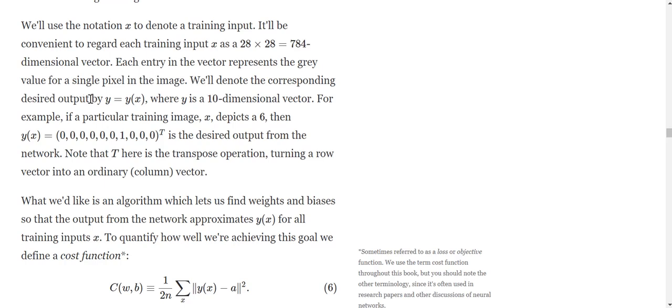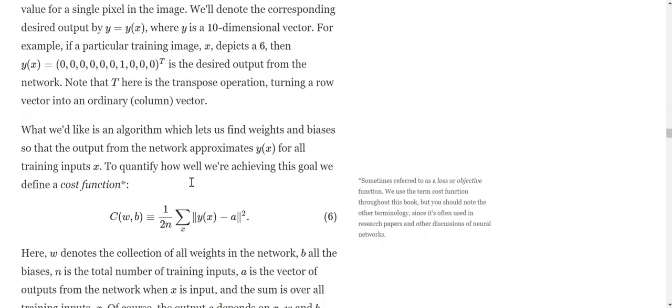We'll denote the corresponding output y as y of x, where y is a 10-dimensional vector. For example, if the output is 6, then you would get this as the output. Now you'll see this T is nothing but the transpose. So instead of thinking of this as a row, this is a column in the traditional sense of vectors. You can see only the entry corresponding to 6, so 0 1 2 3 4 5 6, is a 1, and the rest are all 0. This means that at this moment the model predicts that the image is a 6. T is the transpose, so it makes it into a column vector.